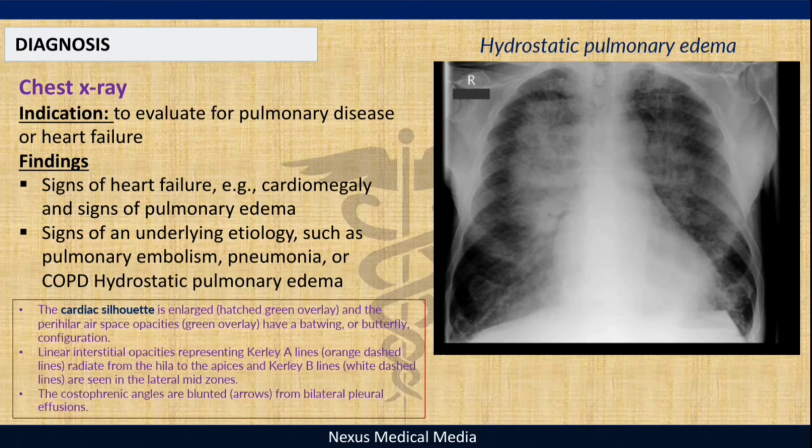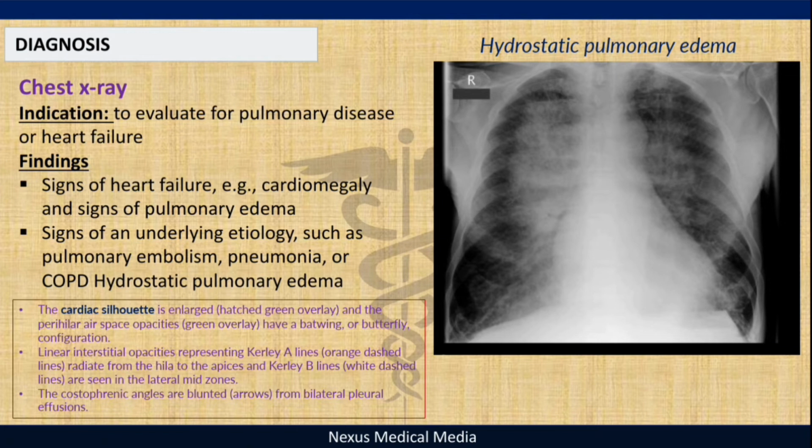Chest X-ray, right? So this is indicated to evaluate for pulmonary disease or heart failure, and the findings include signs of heart failure, for example, cardiomegaly, enlargement of the heart, and signs of pulmonary edema, as you can see here on this X-ray. Signs of an underlying etiology such as pulmonary embolism, pneumonia, or COPD, hydrostatic pulmonary edema, right?